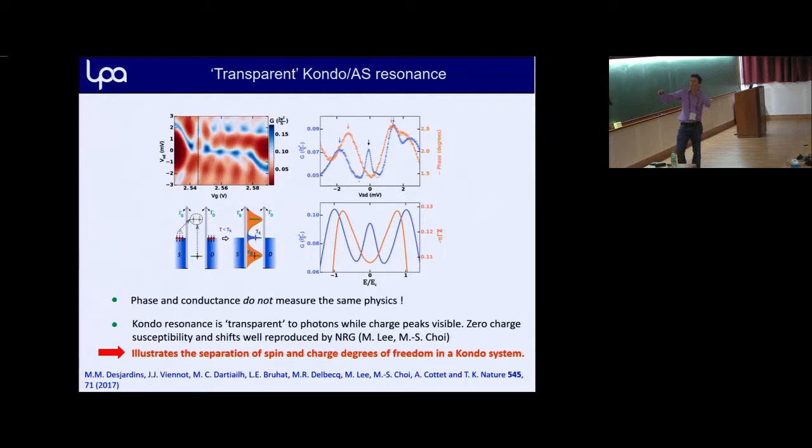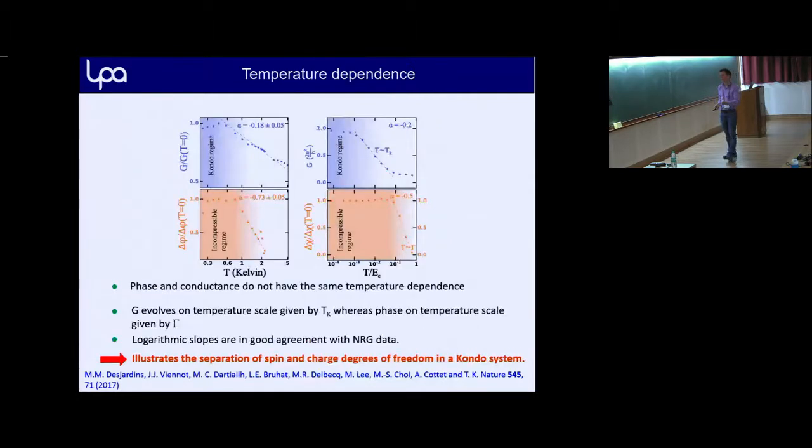and if I do a cut here, I see a Kondo peak with big bumps here. These are the big charge peaks. And if I look at the microwave signal, I see that it is completely insensitive to this peak. So the Kondo resonance is completely transparent to the cavity photons. That's a direct illustration of the separation of the spin and charge degrees of freedom in a Kondo system. This is very well accounted for by the numerical renormalization group calculations done by Min-Chul Lee and Man-Soo Choi. We can look at the temperature dependence, and one can conclude similar things. So this measurement is the direct observation of the freezing of charge dynamics in the Kondo cloud.